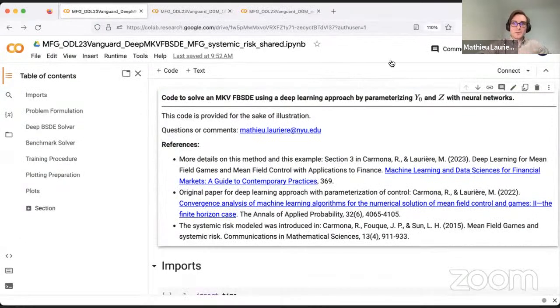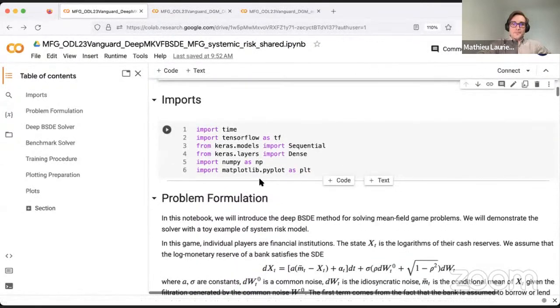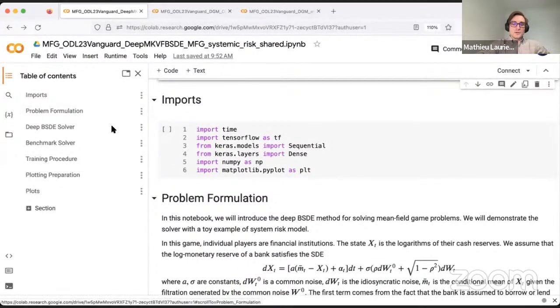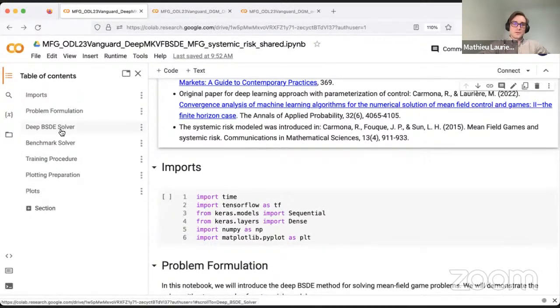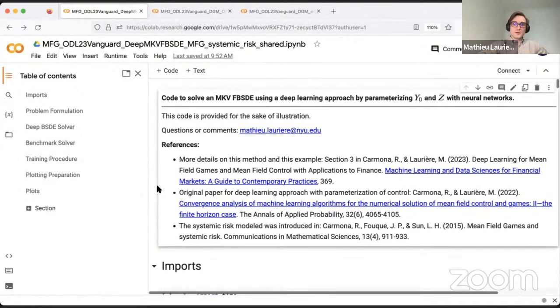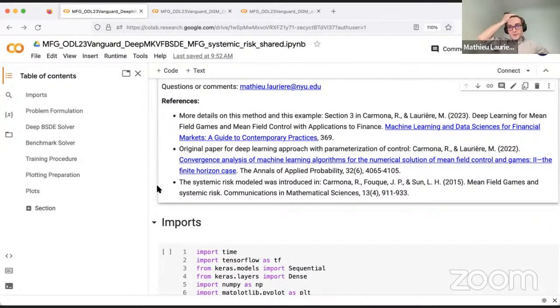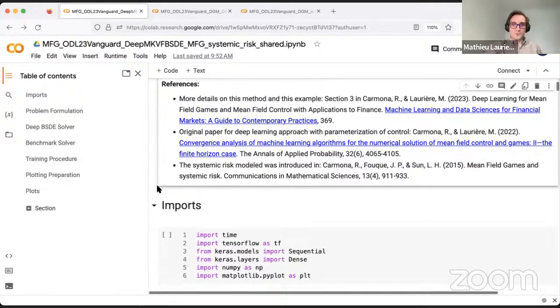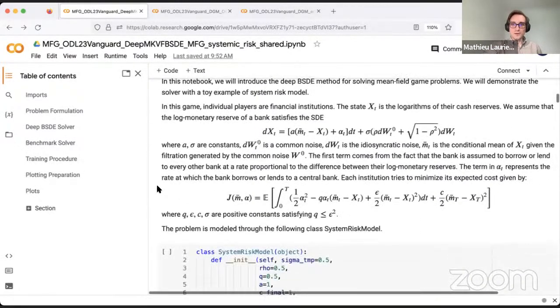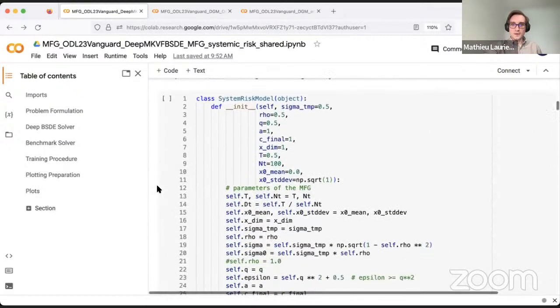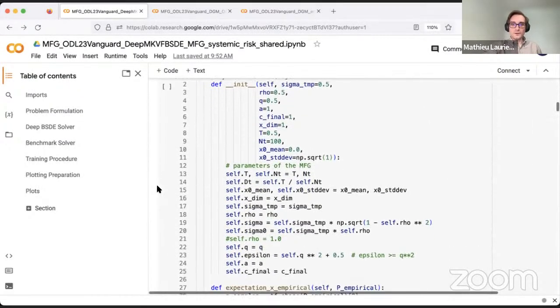So here, in principle, you can see my screen with the code. The structure is, there is a part for the problem formulation, a part for the FBSDE solver, the benchmark solver, so the ODE, and then the training procedure and some plots. And for this notebook in particular, I would like to thank Yuchen Zhu, who helped me to prepare this, and he included more explanations. So you have the systemic risk model.